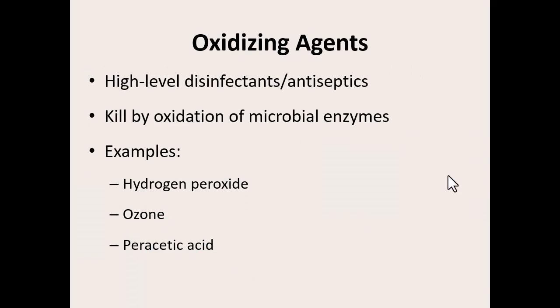Oxidizing agents, this is when we get into high-level disinfectants. These are going to be killing the endospores. They kill by oxidation, using toxic forms of oxygen. For examples, hydrogen peroxide can kill. It's a very high-level disinfectant. Ozone, that's O3, and peracetic acid are all oxidizing agents.